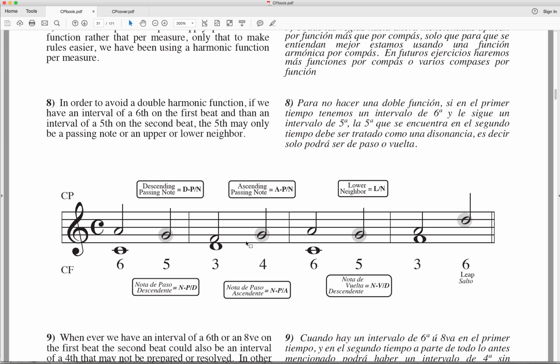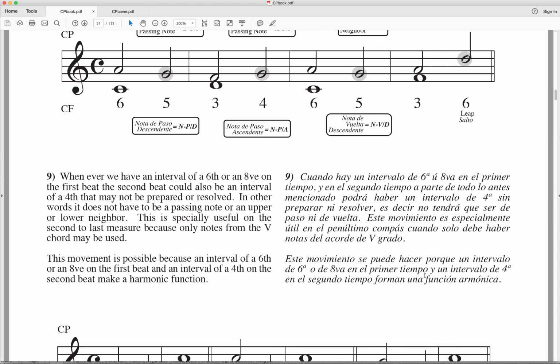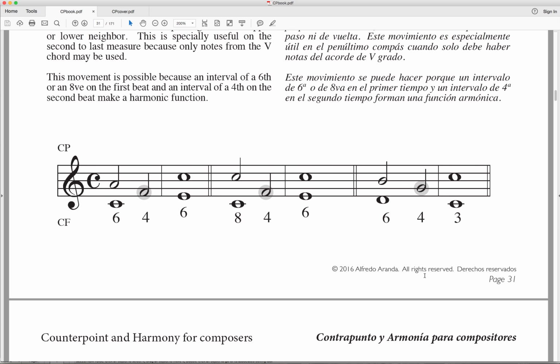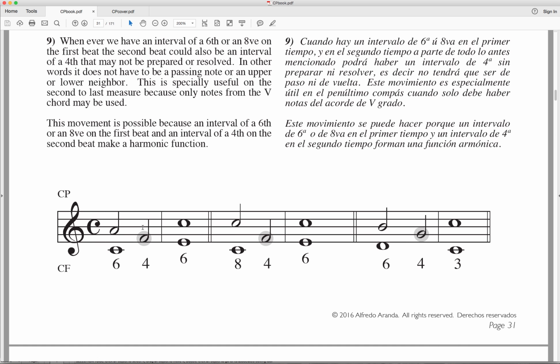In this other one, it's an ascending fourth, a lower neighbor. I'm just giving you some samples. And this, the fourth is the one interval that you may use on the second beat, because it's actually part of the chord. So this one makes the F chord, F, A, D.